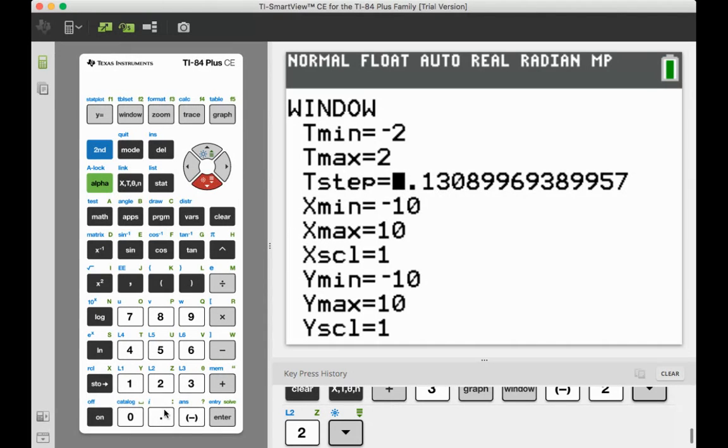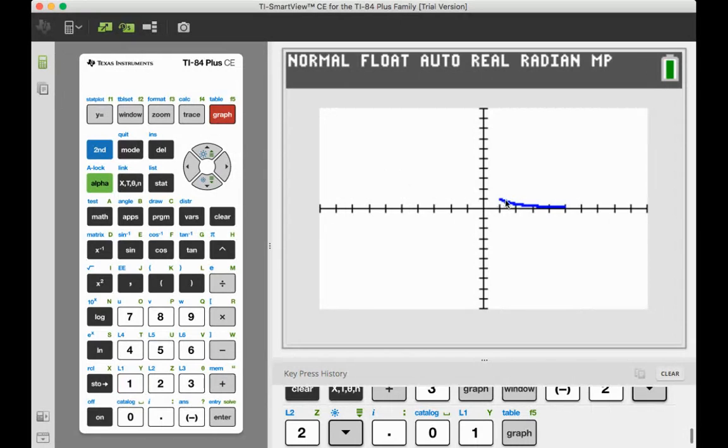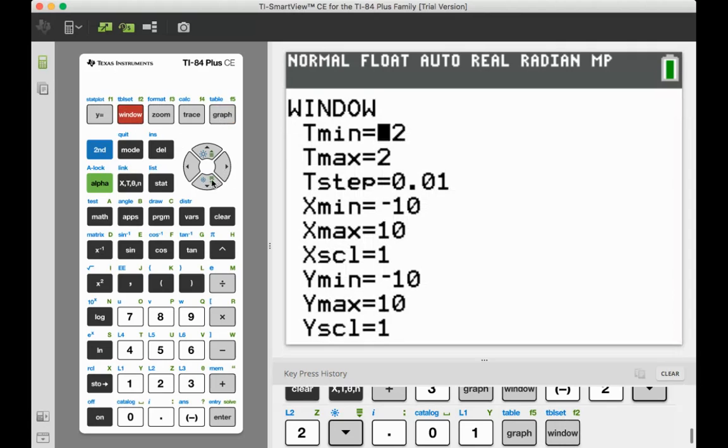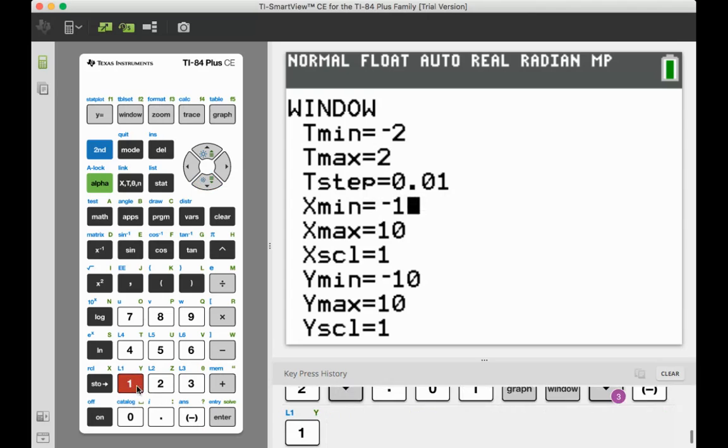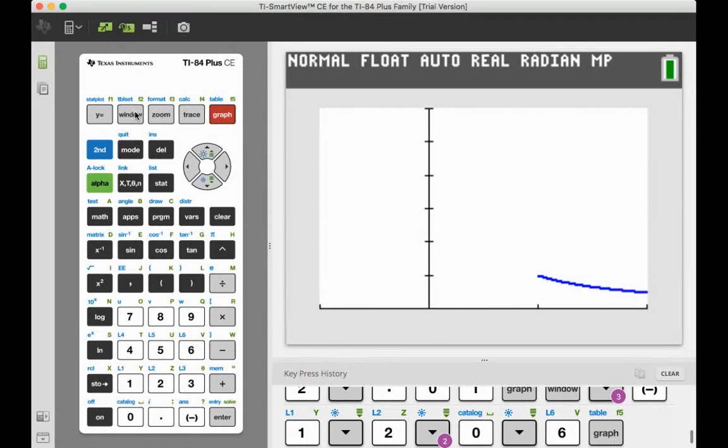So I'm going to hit T-step. I'll just make it 0.01, and this is going to draw it rather slowly. So now let's hit graph. And you can see that the curve is a little bit different than what we initially had graphed on the screen. I'm also going to change my window, so I'm going to change my x and y values so it looks a little bit more like what I had graphed originally. So I'll say x is from maybe -1 to +2, and that my y values are from 0 to maybe 6. And I'm just choosing those numbers arbitrarily also because I know what we had graphed.